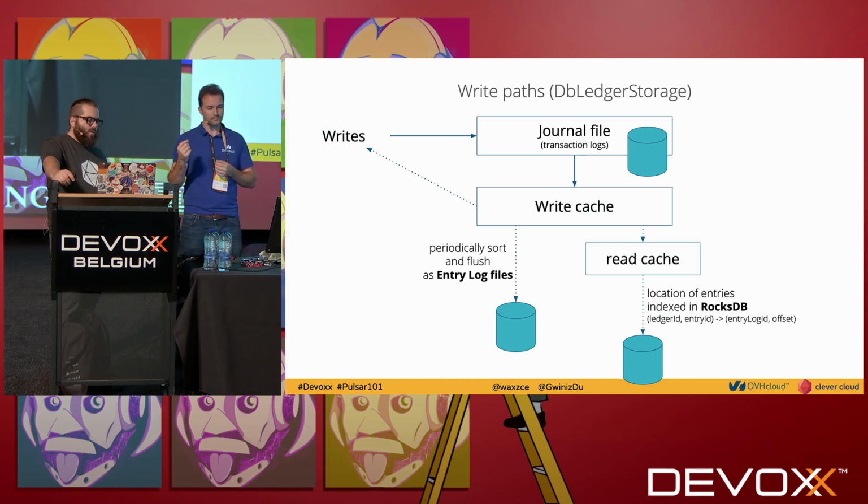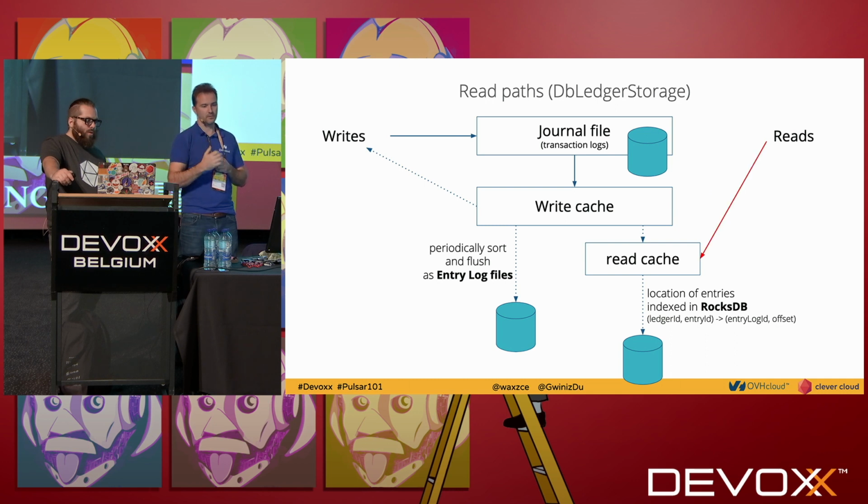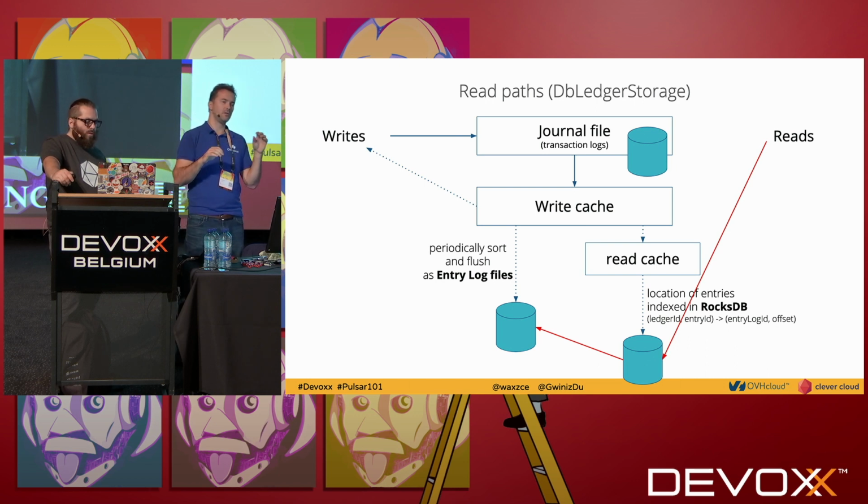On reads, when you do tailing reads, actually it's Pulsar. But if you are in catch-up read mode, you will hit the write cache, and if your data is not there, you will get to the read cache and go to the entry log if it's not there anymore. So there are different logics and different isolation in buffering and cache that make it perform very, very well.